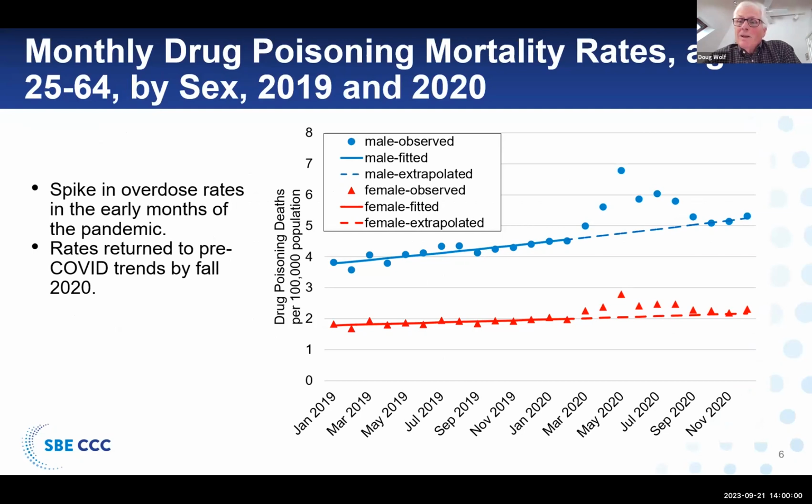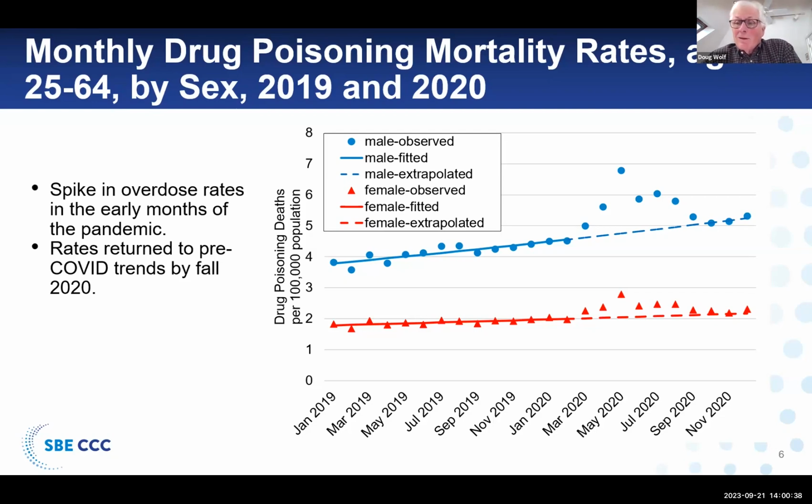Here's a picture of basically what we're trying to analyze. This is aggregated at the whole country level, so it's a high level of aggregation. The blue part of this figure represents the case for adult men, and red is adult women. The dots for men and the triangles for women represent observed, actual experience. And the solid line is the pre-pandemic trend, and the dashed line is the extrapolated trend into the pandemic era.